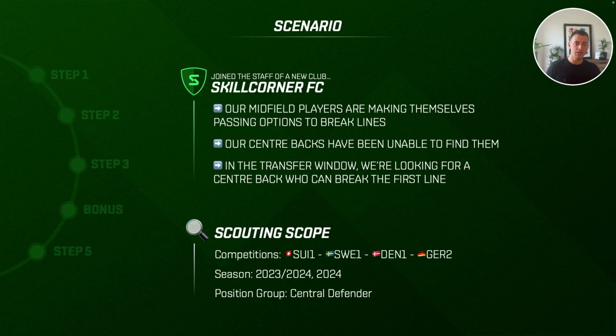So what does that look like in a scenario? Well, here we're going to say that we have joined the staff of a new club, Skill Corner FC. And our midfield players are making themselves available for passing options between the first line. But for whatever reason, our centre-backs have been able to break through that first line and find them. So in the transfer window, we're going to be looking for a centre-back that can do exactly that, break through the first line. The competitions we'll be looking at are the Switzerland, Sweden, and Danish top divisions, and the second division in Germany.